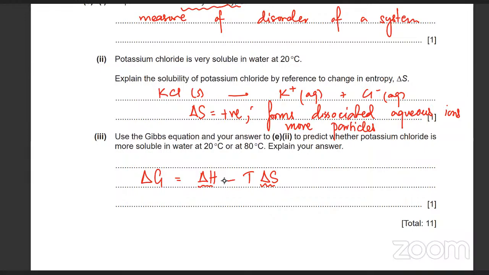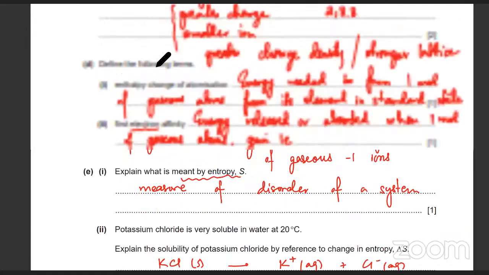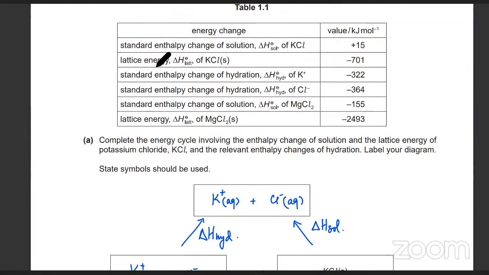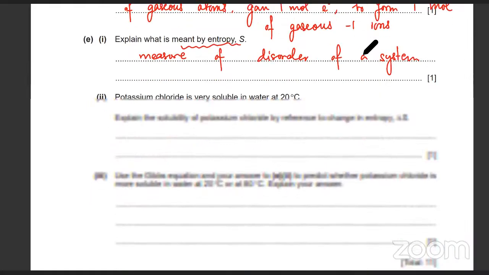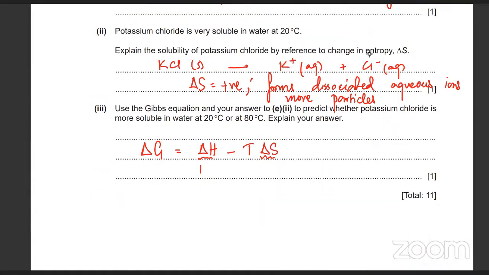Now he said to use the Gibbs equation. First thing, enthalpy of solution. I think enthalpy of solution for potassium chloride is given somewhere. And I think that's given over here. Did he give us the enthalpy of solution of KCl? That's positive, right? That's an endothermic process. So we're going to use that. So that means this is positive. What is delta S? Delta S is also positive. We just figured it out that when you dissolve something, the disorder increases. So that is also going to be positive.